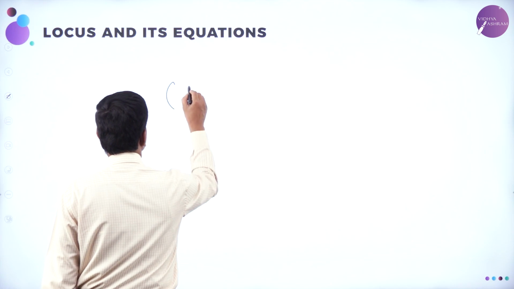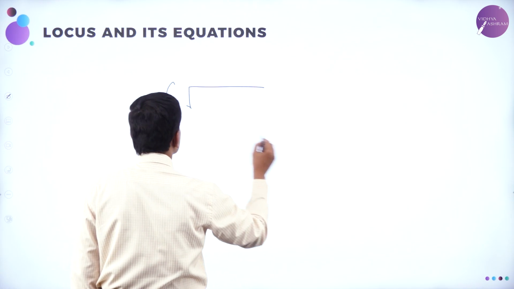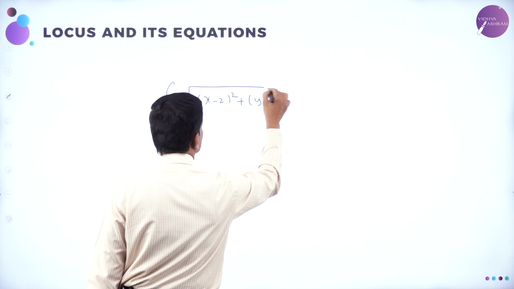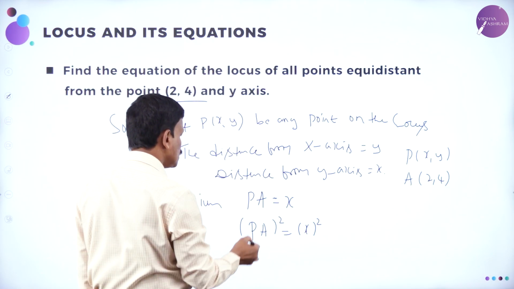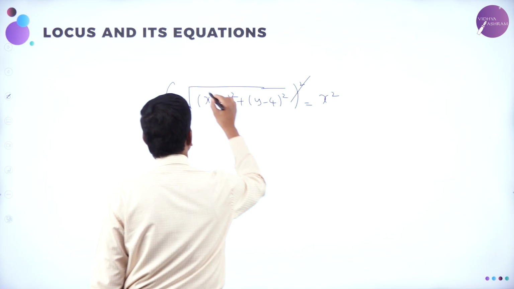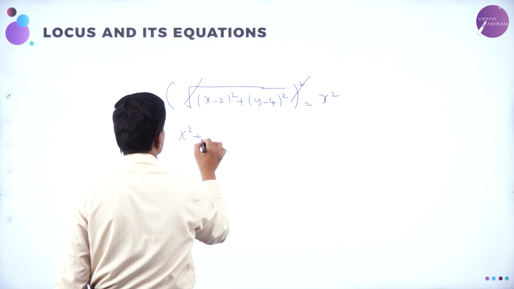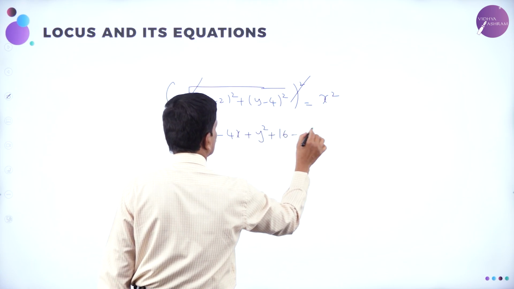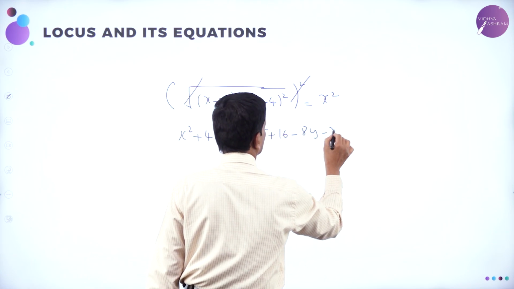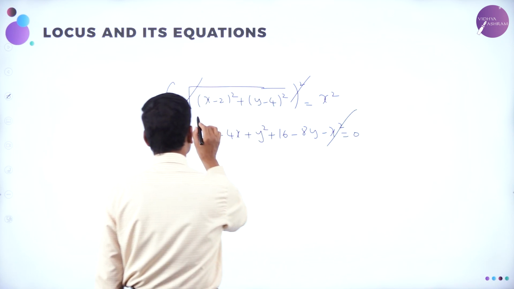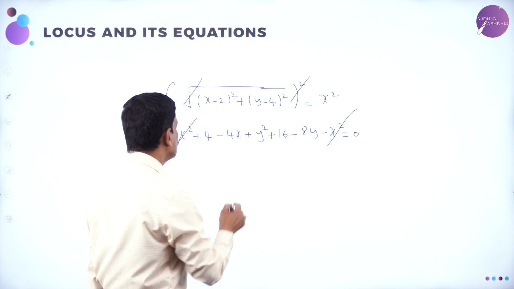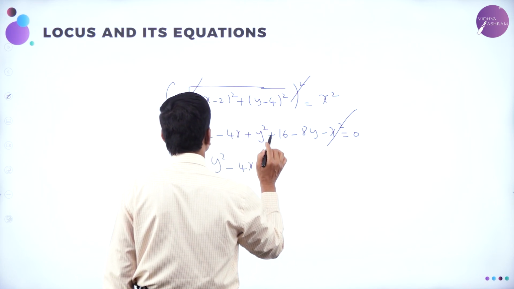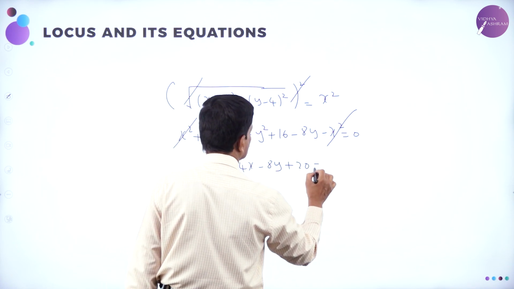So using the distance formula, square root of (x minus 2) whole square plus (y minus 4) whole square is equal to x square. Now the square root gets cancelled. Using (a minus b) whole square, a square plus b square minus 2ab, 2 2s are 4x. Again a square plus b square minus 2ab, 4 2s are 8y, minus x square is equal to 0. Now x square and x square get cancelled. So put it in order: y square minus 4x minus 8y, again 16 plus 4 is 20, is equal to 0.